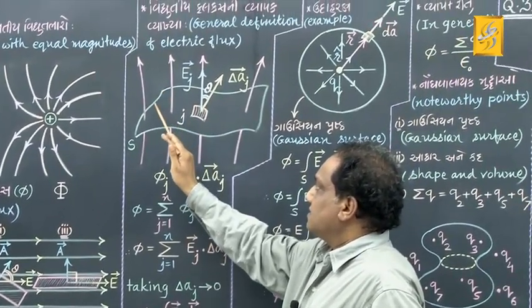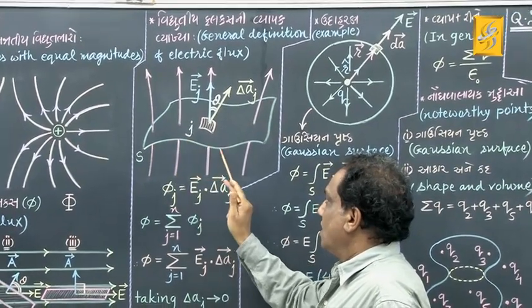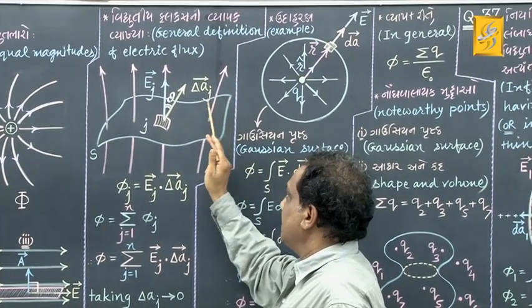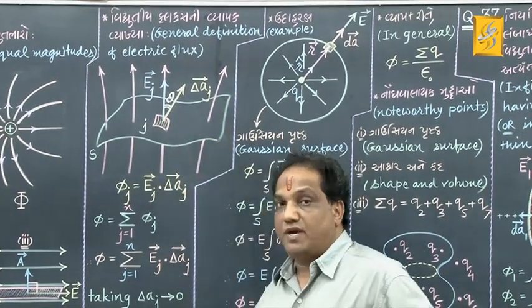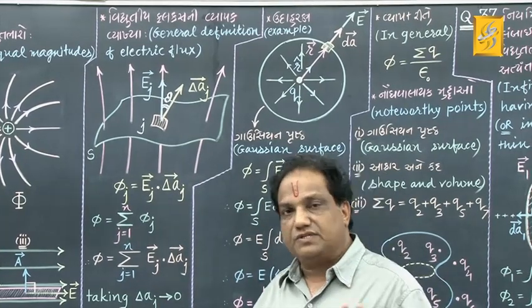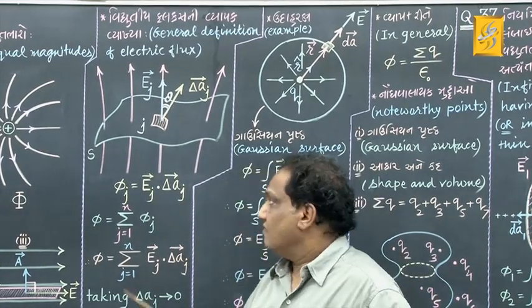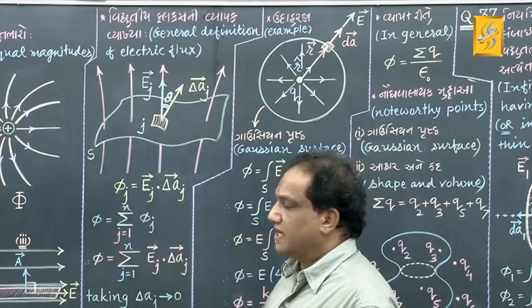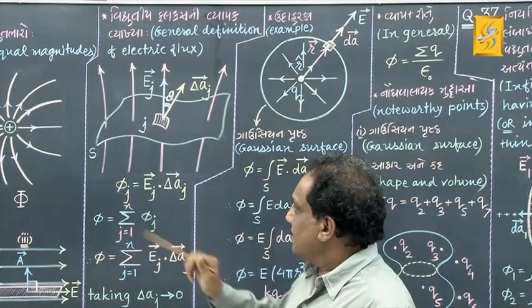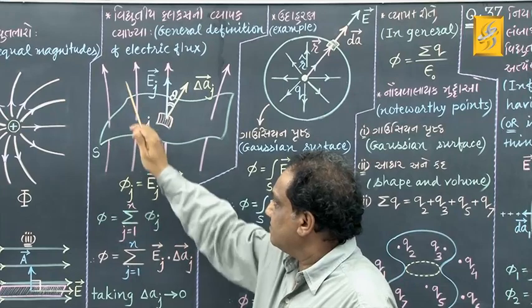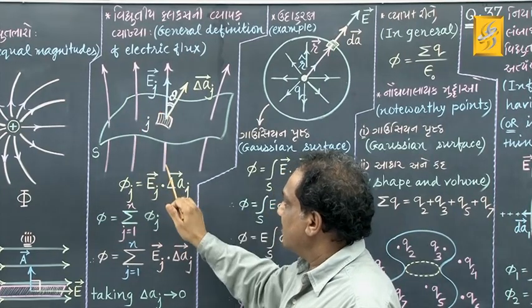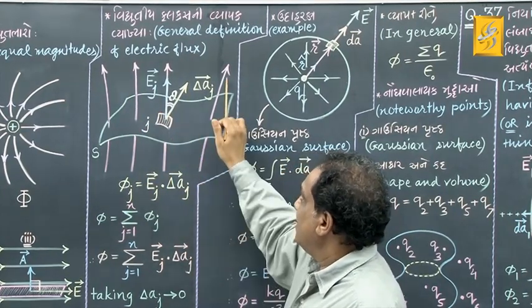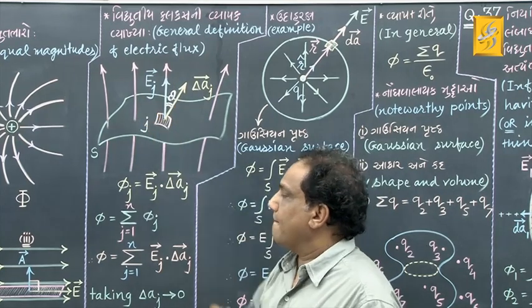Consider this as a given curved surface, correct? The shape may be arbitrary. Arbitrary means at random, correct? Fine. That surface I am taking as S. Now here is some electric field. This is an external electric field. These are the field lines for that, okay?